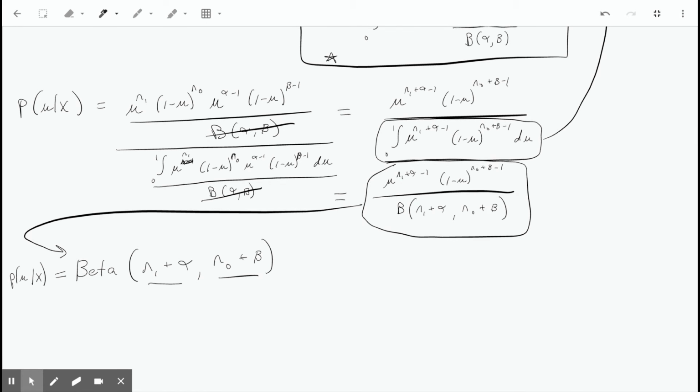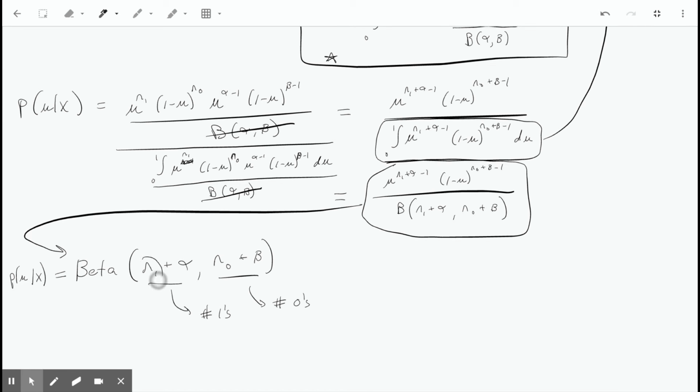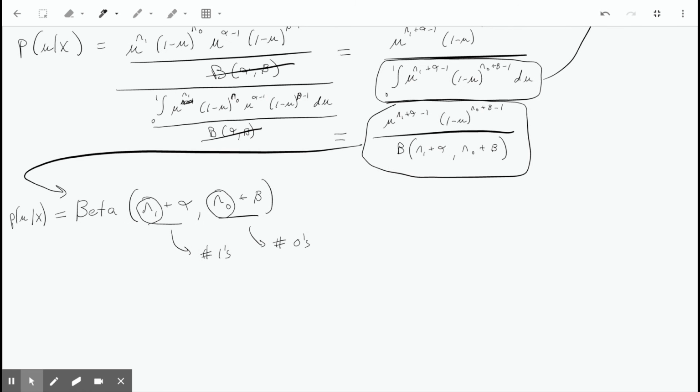So what does this mean? Well, remember that alpha, this first parameter, is the pseudo number of ones, and the second parameter is the pseudo number of zeros. And so you've noticed that in our update step, we've just taken the number of ones that we observed and added it to our alpha parameter, and the number of zeros that we observed and added it to our beta parameter. And the posterior distribution is also a beta, and that's really nice. That works out really well, and it makes intuitive sense. And so in the next video, we'll talk about how to take the maximum of this posterior distribution.